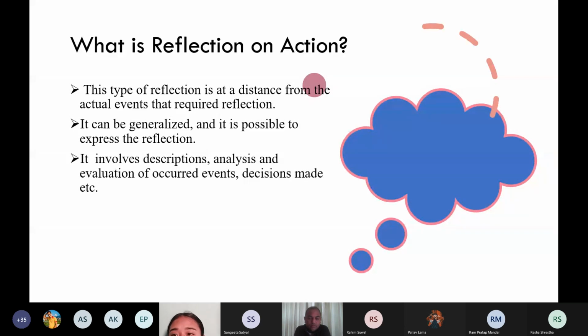Reflection on action also involves description, analysis, and evaluation of occurred events and the decisions that are made. Hence, we reconsider the situation and think about what needs to be done and what needs to be changed in the future. Now, I would like to call Malika for further description.